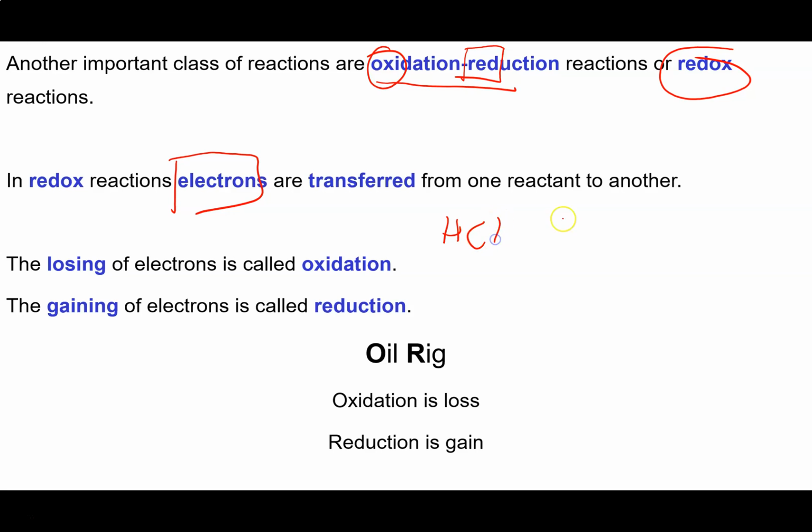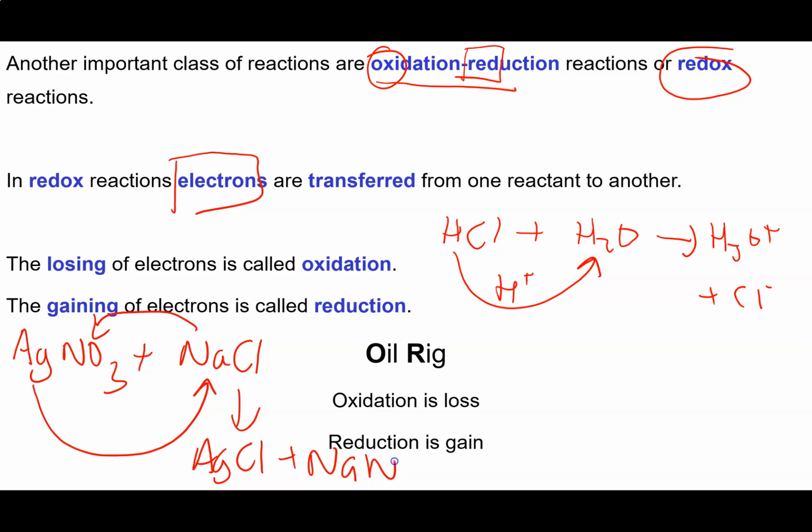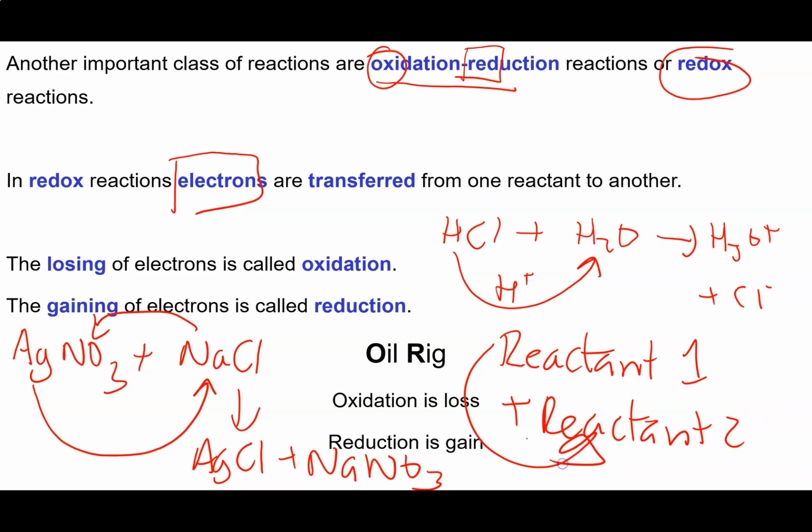So we saw in acid-base reactions, say an acid being dissolved in water, that what was being transferred was one or more protons. We also saw that in a precipitation reaction, what was being not transferred but exchanged were ions. In a redox reaction, what is happening is that electrons are being transferred from one reactant to another. So it's a little bit different.